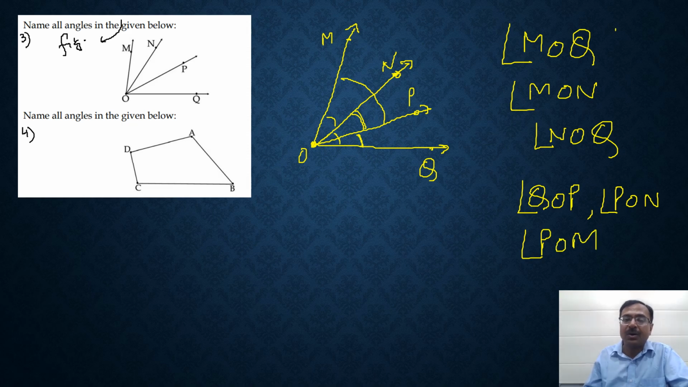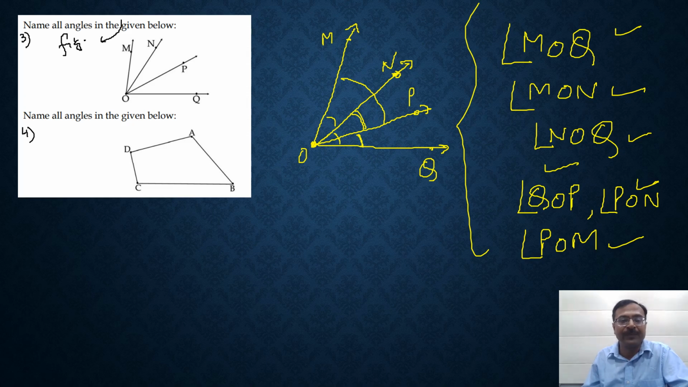So how many angles? 1, 2, 3, 4, 5, 6. 6 angles are formed in this particular figure. It looks like we have only 3 angles, but you can actually combine the 2 angles to get another new angle. So 6 angles formed in this figure.